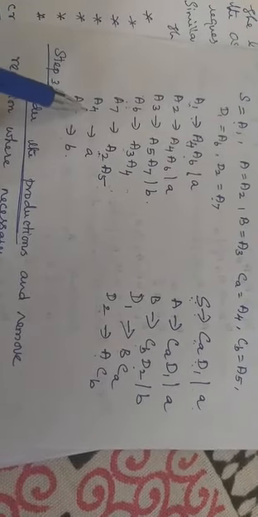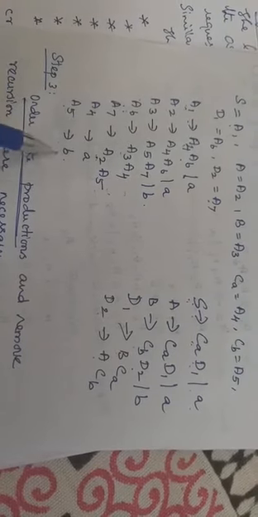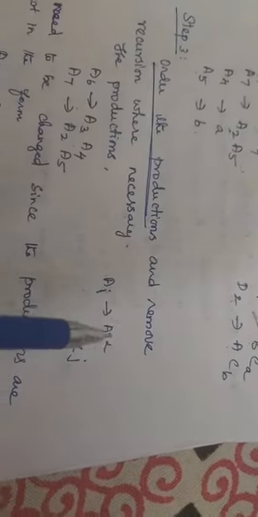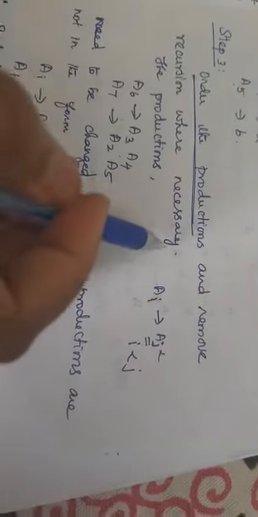Okay, this is CA and CB. CA is A4 and CB is A5. CA is A, CB is B. So this is how we rename the variables. Now after renaming, we have to order the production and rename and remove the recursion where necessary.